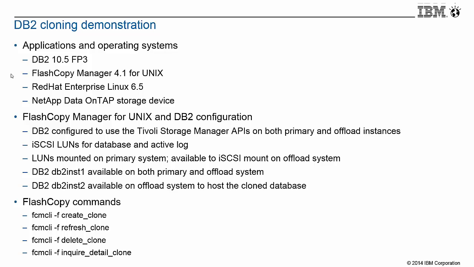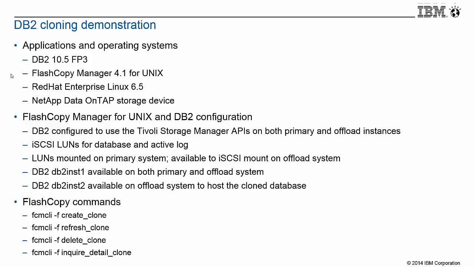And we have a couple instances of DB2 available. On our primary machine, our instance is DB2 inst1. On our offload or clone system, we have DB2 inst1 available to recover the database, and we're going to actually be mounting our clone database in the DB2 inst2 instance.